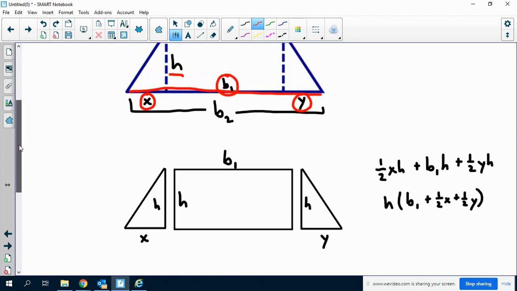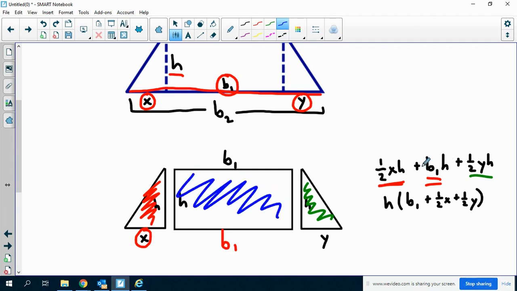So what I did was I took this exact thing and I broke it into 3 parts. So I have a triangle. The area of a triangle is 1/2 base times height, and this X represents the base. Then I have a rectangle, so base 1, B1, times the height. And then I have another triangle over here, and this triangle is represented by 1/2 times Y times H. So that is the breakdown of what all of these things are.